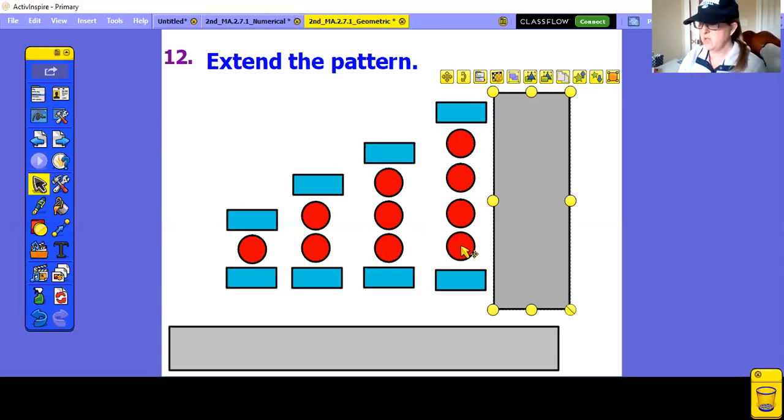Good job. All right, so today and tomorrow we're going to practice looking at all the different patterns that we've looked at, repeating numbers, repeating patterns, growing numbers, and growing shapes. And then we'll see how you do on Friday when I ask you some key questions. Good job.